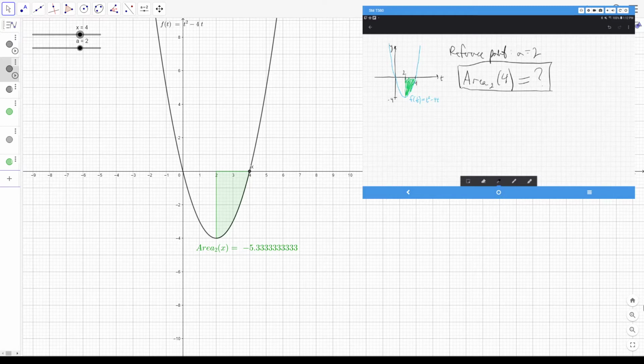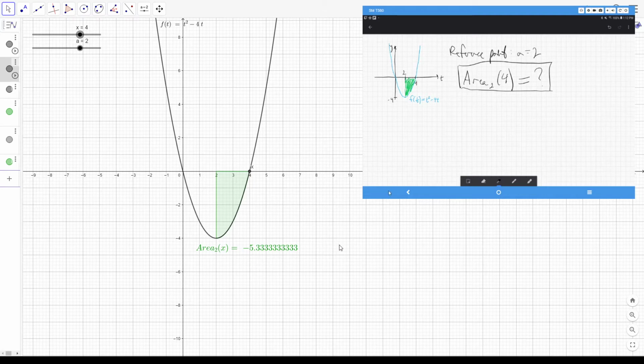Alright, so I'd like to consider this question, and I would like to figure out precisely what that area is. Now, this graph that I have here claims that that signed area is about negative 5 1/3. Why is that the case? We don't know yet. Let's see if we can figure that out.